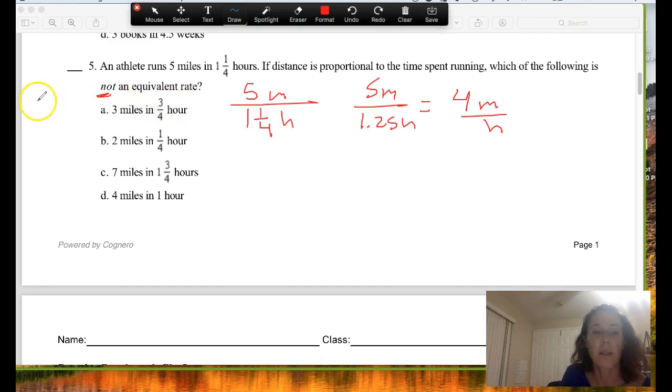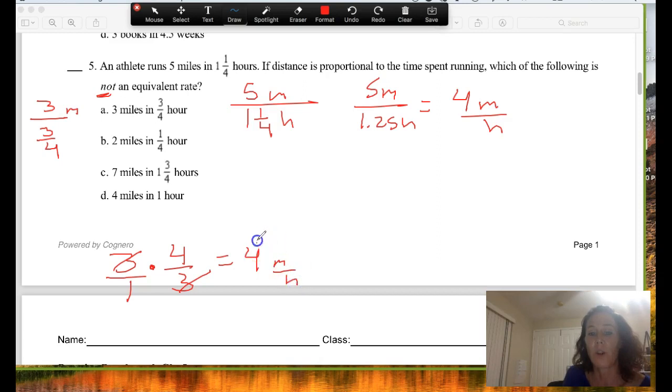So what about this? 3 miles to 3/4 of an hour. Does that give you the same ratio? Well, go ahead and divide this out. Take 3 and divide it by 3/4. You could keep the first, flip the second, and change to multiply. Keep the first, flip the second, change the divide to multiply. And when I do this, 3 is the same as 3/1. The 3's divide out and I'm left with 4 miles per hour. So this one checks out. It is 4 miles per hour.